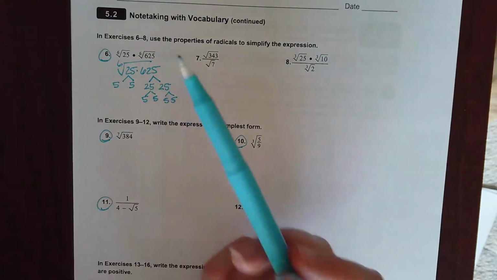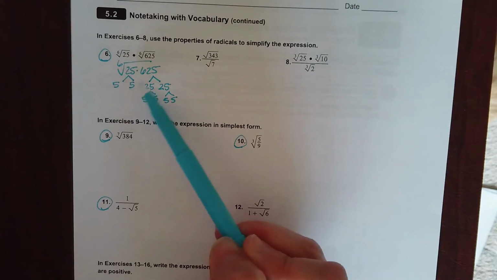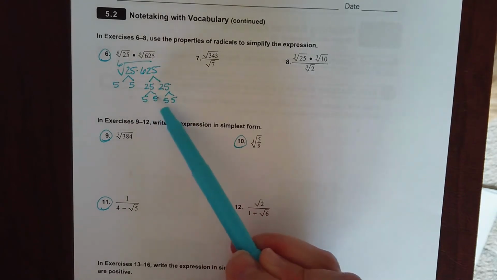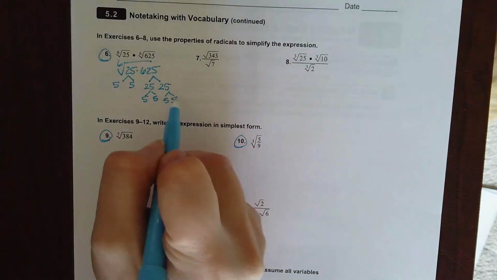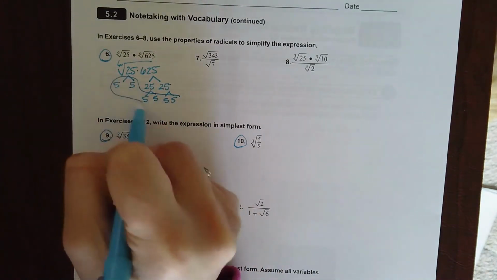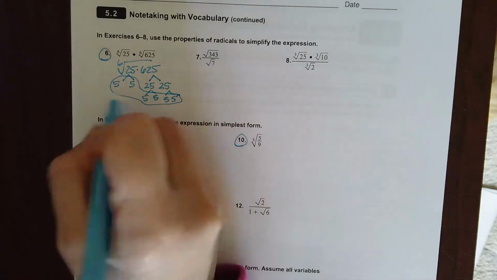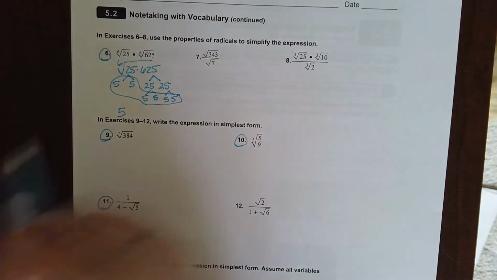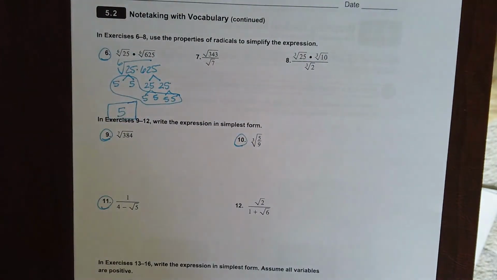So if I break all of this down, 25 breaks down into 5 and 5, 625 breaks down into 5, 5, 5, and 5. I'm looking for a sixth root, which means I need 6 of the same number. Well, guess what? I have 6 5s here. This is a perfect sixth root. So 5 goes on the outside. Since there's nothing left over, 5 is my most simplified answer.